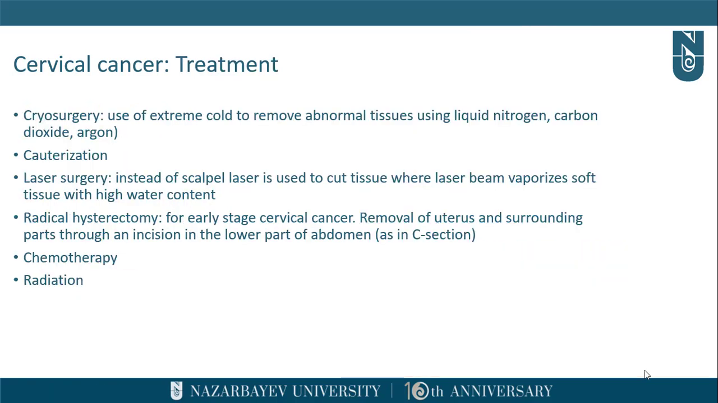Treatment options would start with surgery, be it cryosurgery with the application of liquid nitrogen that gives extreme cold to remove abnormal tissues, or it can be laser surgery with the application of a laser beam to vaporize soft tissue, and it can also be radical hysterectomy, that is removal of the uterus and its surrounding parts with laparotomy, that is the same as in cesarean section, which puts an incision in the lower part of the abdomen.